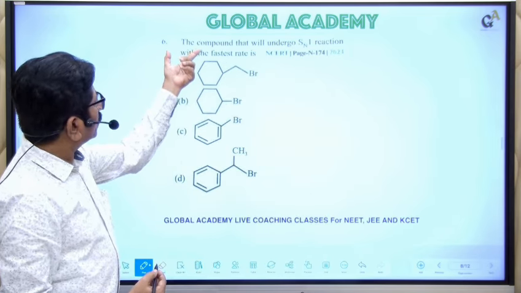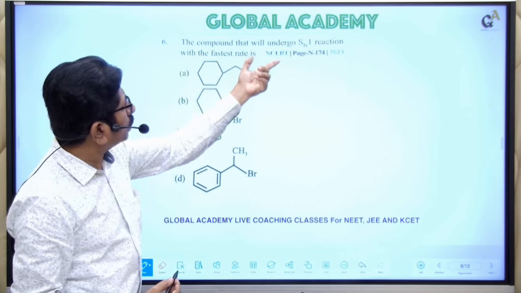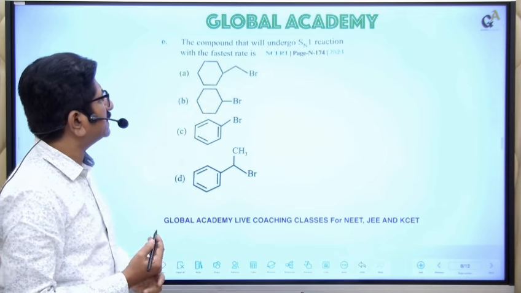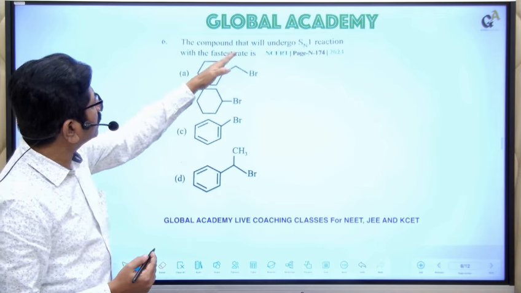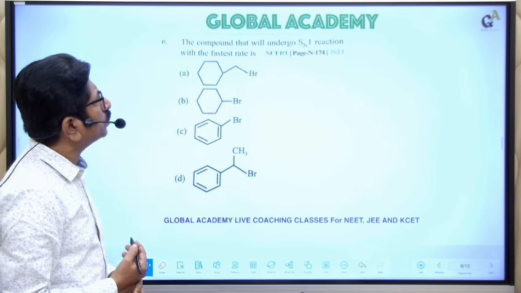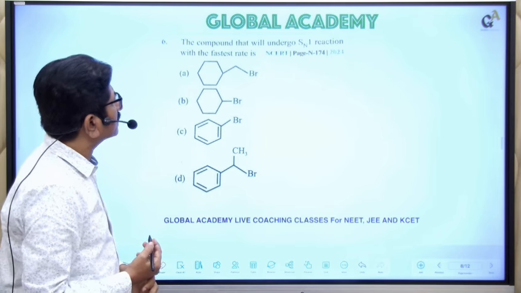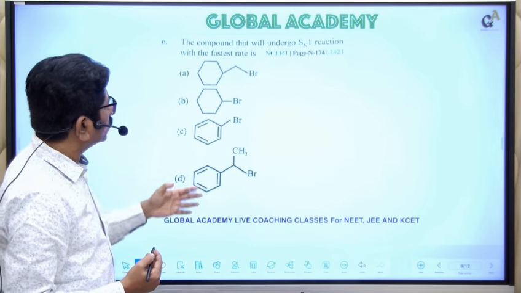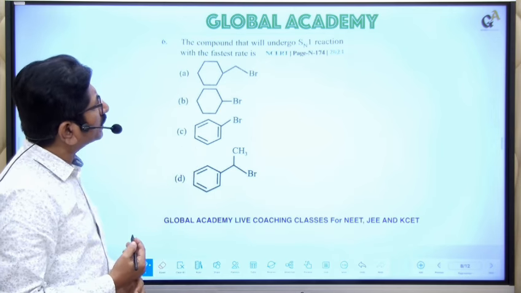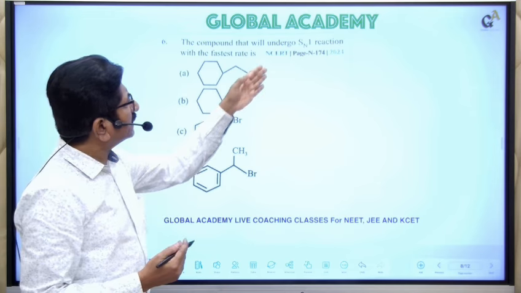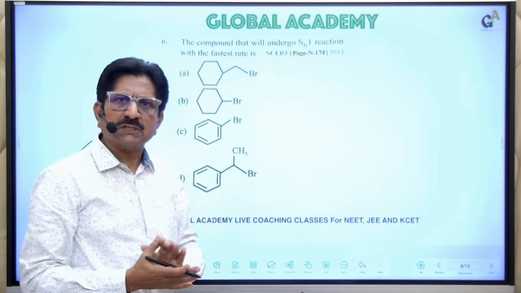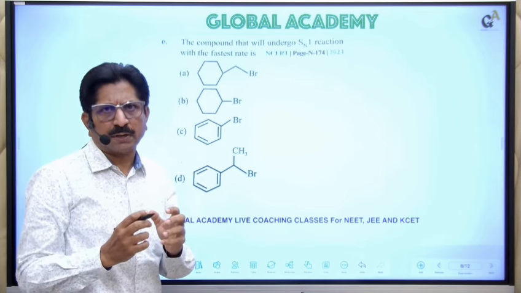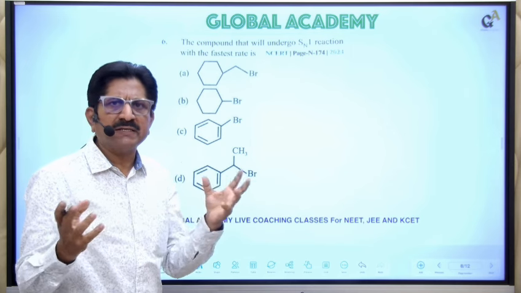The compound that will undergo SN1 reaction with the fastest rate is the compound which undergoes SN1 reaction with the fastest rate. Now here, four compounds are given. The first important point is that when the SN1 reaction is taking place, a carbocation has to be formed.